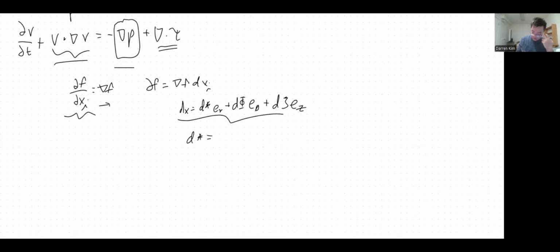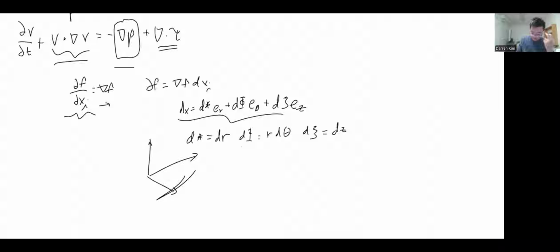going to be like this, which is going to be basically dr, right? And this is going to be d data over here, which is going to be changed to d data. So this is going to be r d data. And d something like this is equal to dz. What this creates is the formula that dx equals dr er plus r d data e data plus dz ez.